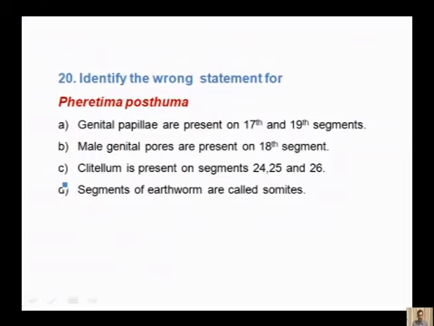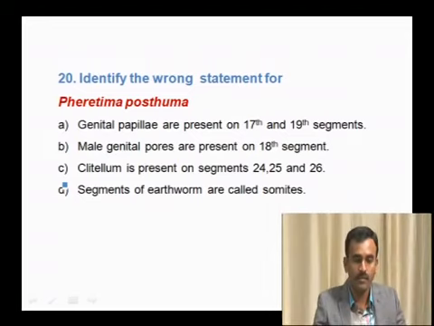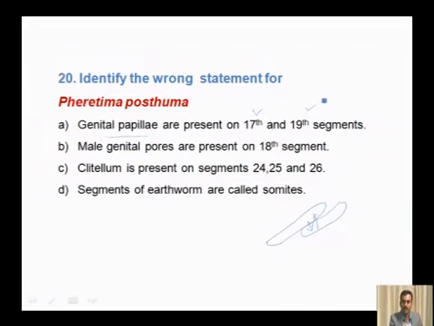Identify the wrong statement of Pheretima posthuma, or common Indian earthworm. The genital papillae are present on 17th and 19th segment. Genital papillae help in the adhering of the animal at the time of copulation, one animal to bind with another, to hold the other animal at the time of gametes transfer. The first statement is correct.